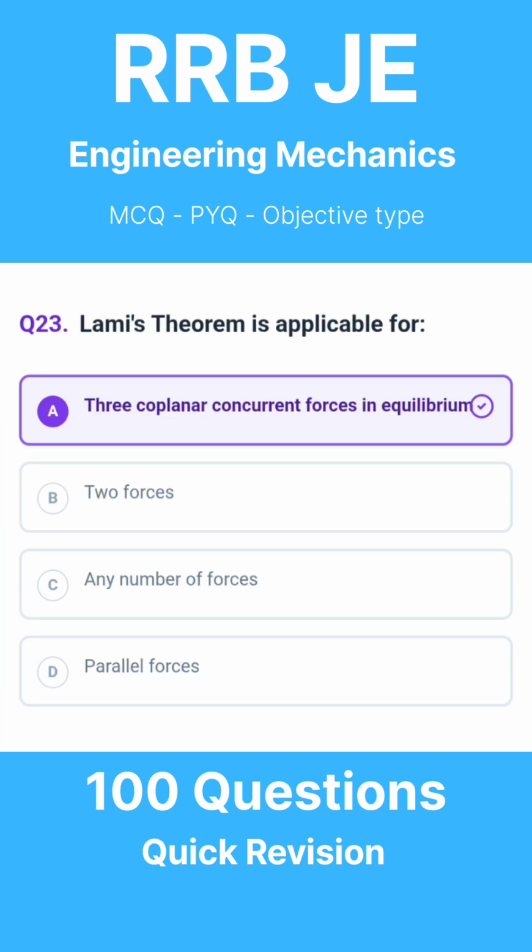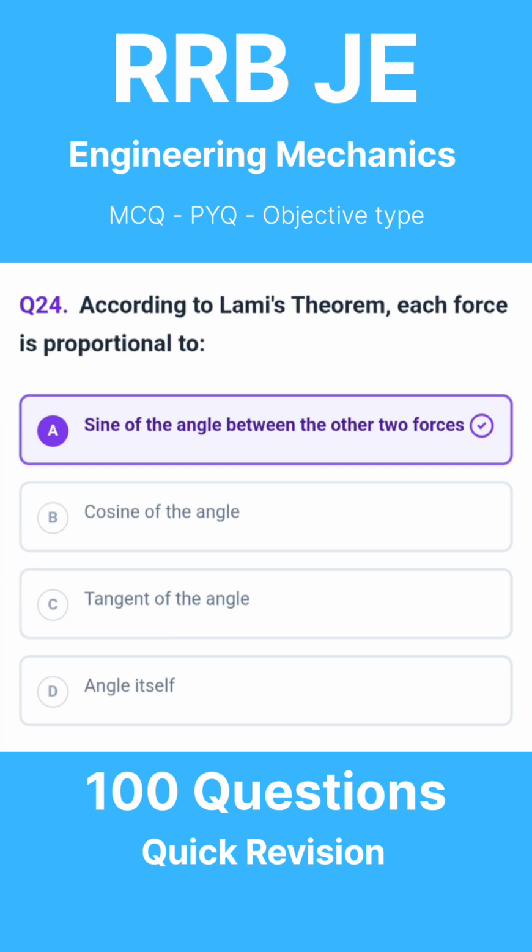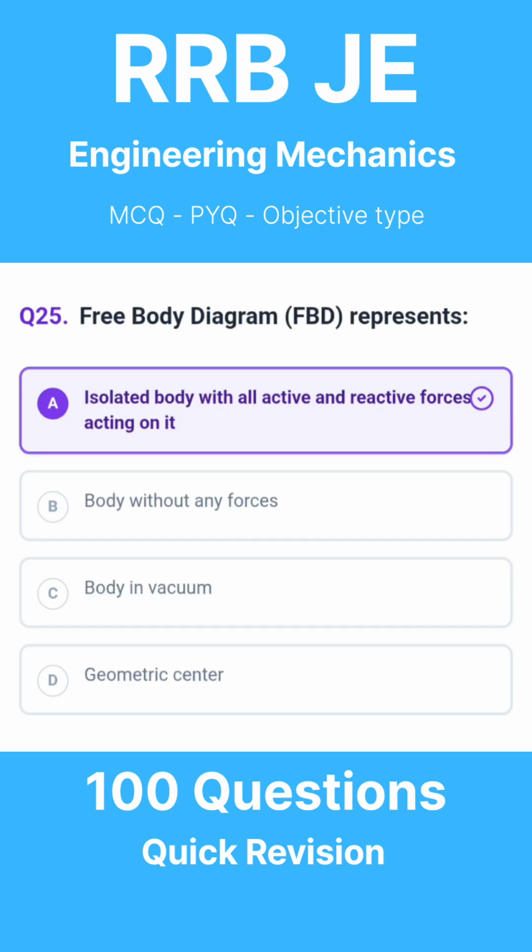Question 23. Lamy's theorem is applicable for. The correct answer is three coplanar concurrent forces in equilibrium. Question 24. According to Lamy's theorem, each force is proportional to. The correct answer is sine of the angle between the other two forces. Question 25. Free body diagram, FBD, represents. The correct answer is an isolated body with all active and reactive forces acting on it.